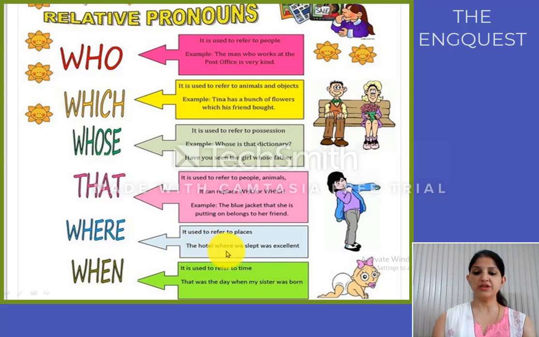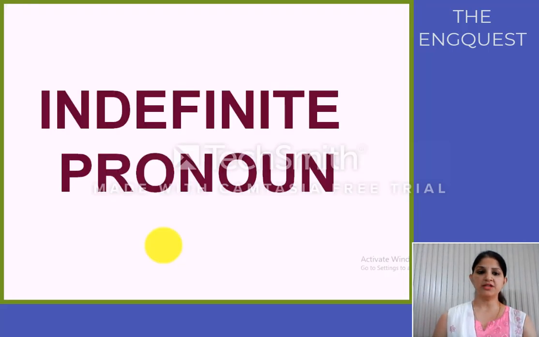The hotel where we slept was excellent. So here it is referring to the hotel, which is a place. When. It is used to refer to time. That was the day when my sister was born. So when over here is referring to the day when she was born. Now let us talk about the indefinite pronouns.